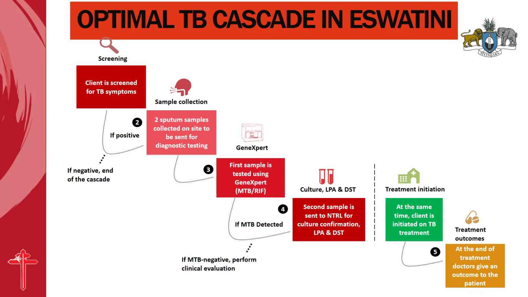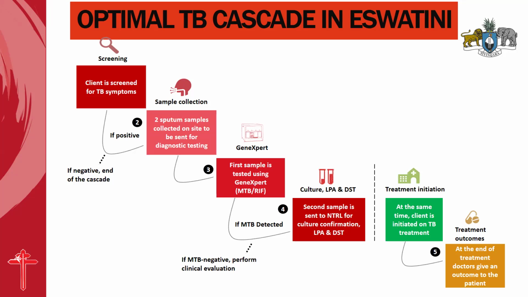So if the screening is positive, the sample will be collected. The whole idea is to collect 2 sputum samples, which will be collected on site. And after collecting the 2, why do you collect the 2? Because one will be done by GeneXpert, and the results from the GeneXpert are going to determine what is going to happen in the next cascade.